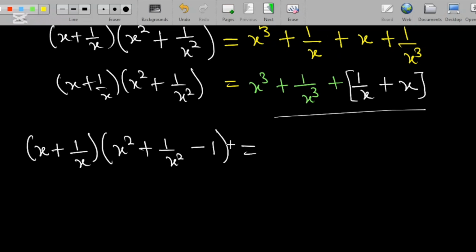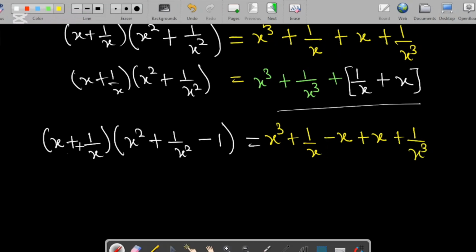So x times x squared is going to be x cubed. x times this, we got 1 all over x. Then x times minus 1 is minus x. So here we now come over here. 1 over x times x squared will give us plus x. 1 over x times this will give us 1 all over x cubed. And then 1 over x times minus 1 will give us minus 1 over x.